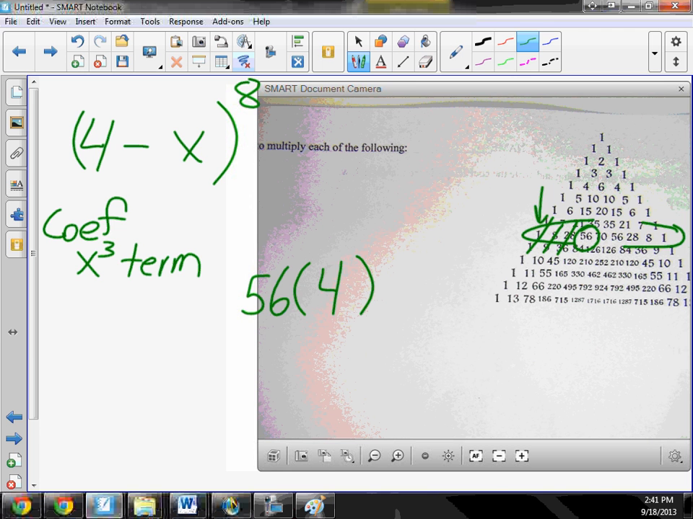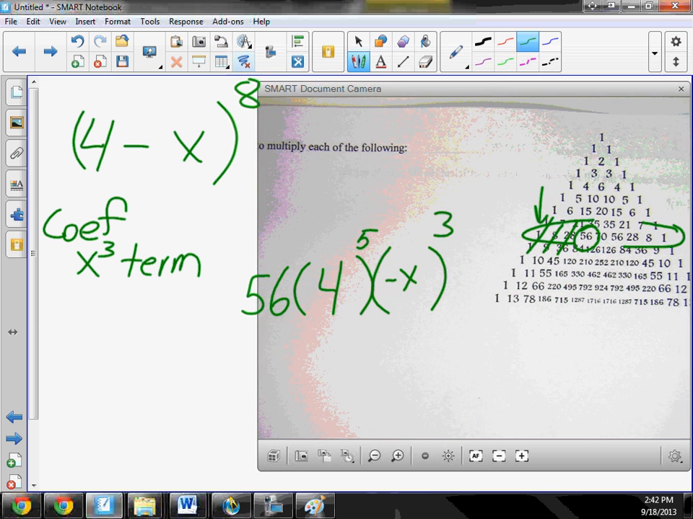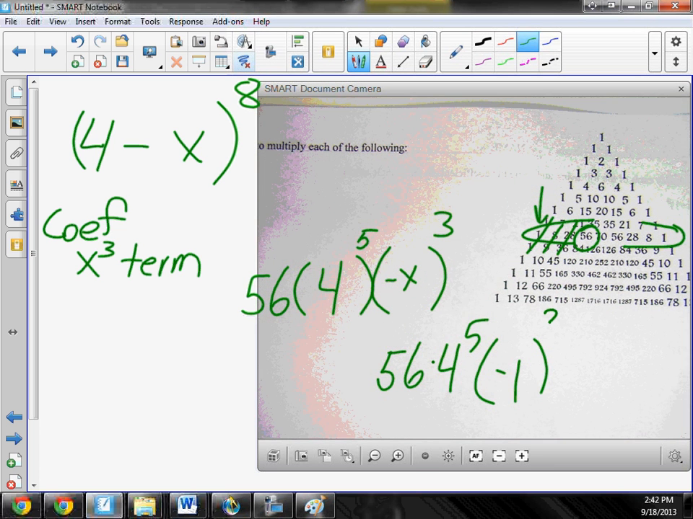How many 4s? So 8, 7, 6, 5. And how many negative x's? 3. So I'm going to type in 56 times 4 to the 5th times (-1) to the 3rd, which is just -1. So it's 56 times 4 to the 5th. Whatever that is, some really big number. Okay?